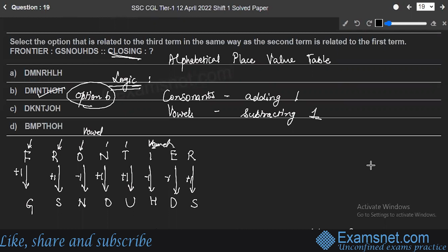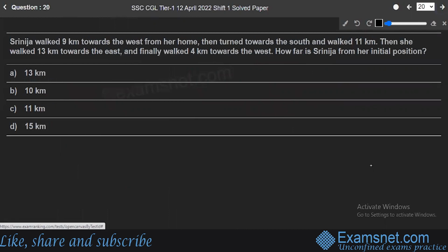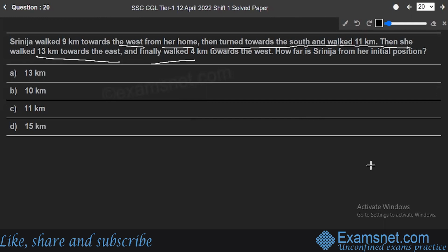Hope you are clear. All right, then let's move to the next question, which is a mathematical question. Srinija walked 9 kilometers towards west from her home, then turned towards the south and walked 11 kilometers. Then she walked 13 kilometers towards east, and finally she walked 4 kilometers towards the west. How far is Srinija from her initial position?